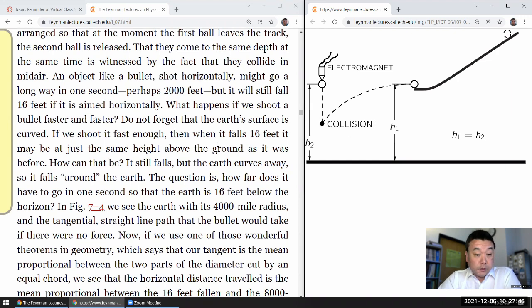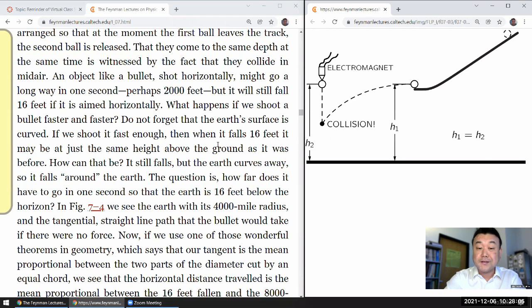An object like a bullet shot horizontally might go a long way in 1 second, perhaps 2,000 feet, but it'll still fall 16 feet if it is aimed horizontally. What happens if we shoot a bullet faster and faster? Do not forget that the Earth's surface is curved.